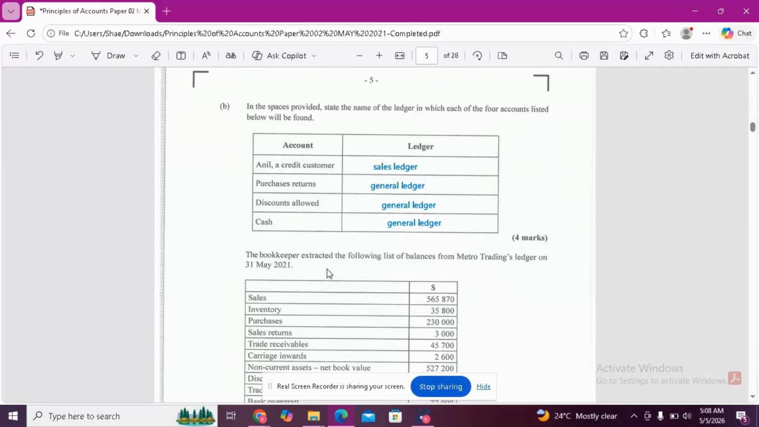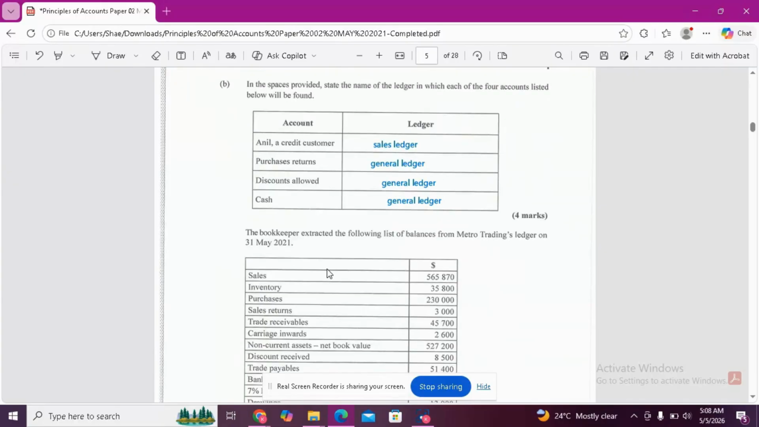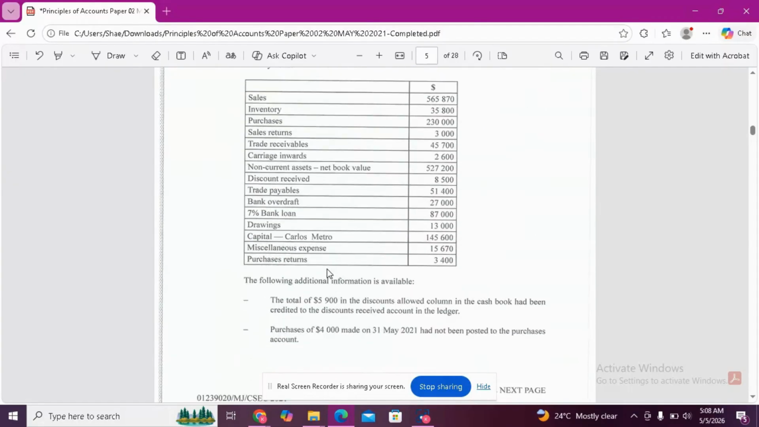Now B says, in the spaces provided, state the name of the ledger in which each of the four accounts listed below will be found. Alright, so Anil will be found in the sales ledger, the purchases returns in the general ledger, discounts allowed in the general ledger, and cash in the general ledger.